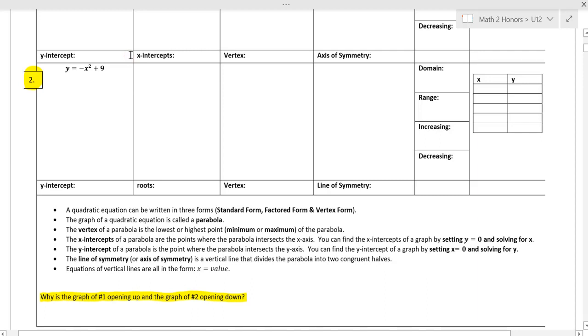we're given the standard form, y equals negative x squared plus 9. From the standard form, it's easy to find the y-intercept. To find the y-intercept, you set x equal to 0. Plug in 0 for x, and you end up with y equals negative 0 squared plus 9, which is just 9. So you get y is 9. And so our y-intercept is 0, 9.